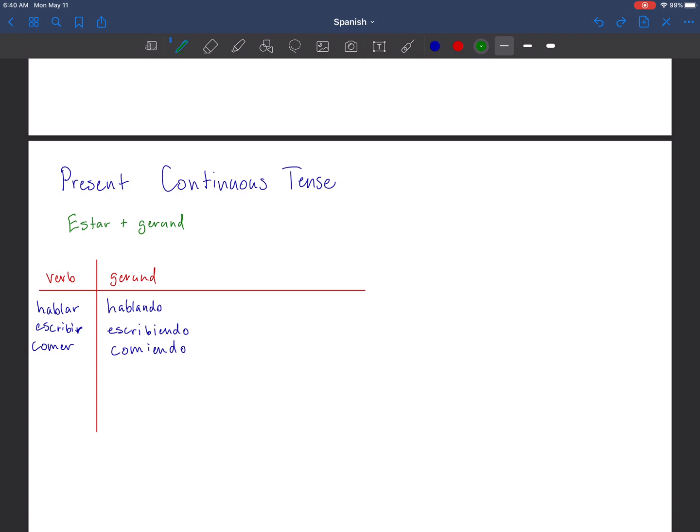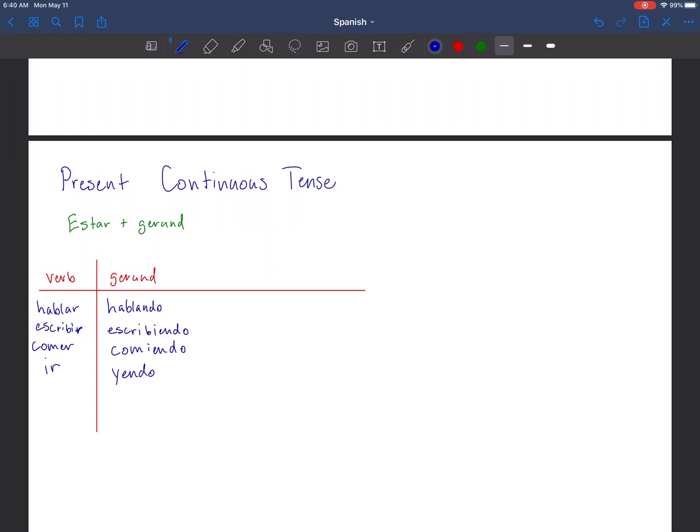Here's one more thing I want to talk about. You have some irregular ones. For example, ir, right? To go, right? You would say yendo. I'm trying to think of some more. Okay, that's all I can think of for right now. But that's what you're going to want to do with an irregular one like ir. I don't really see estoy yendo, like I am going, used a lot. Or that's actually, I'm sorry.